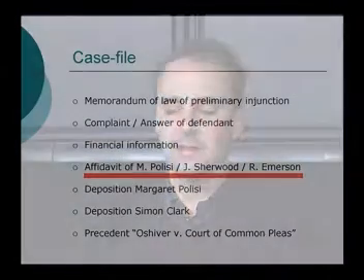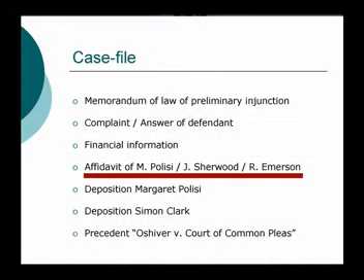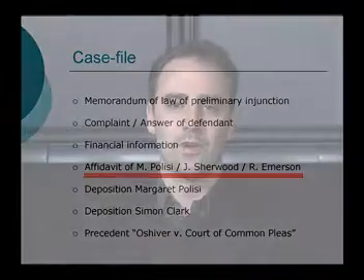at a given time. You turn the page and you will find the affidavits of Miss Polisi, Miss Sherwood, and Mr. Emerson. What is an affidavit? Affidavits are sworn statements submitted by parties to the proceedings or third parties. In the case of Maggie Polisi, of course, the affidavit comes from a party to the proceeding, that is, the plaintiff. Take a look at the affidavit and try to guess and understand why this could be relevant to our case.